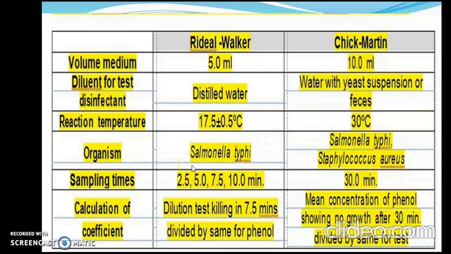And the sampling times for Riddle-Walker are 2.5, 5, 7.5 and 10 minutes, whereas in Chick-Martin it is 30 minutes, a longer duration. And for the calculation of the coefficient, the dilution of the test killing in 7.5 minutes, divided by the same for phenol, is taken in the case of the Riddle-Walker method. Whereas in Chick-Martin, the mean concentration of phenol showing no growth after 30 minutes, divided by the same for the test, is taken.